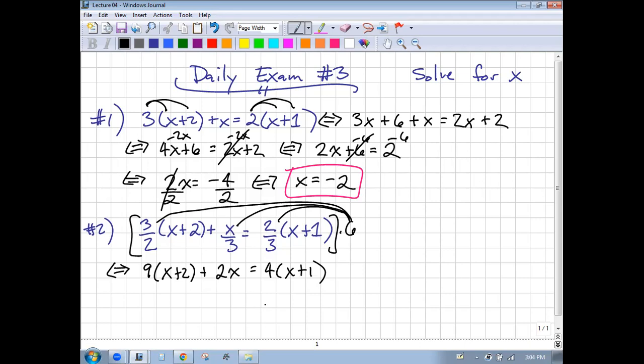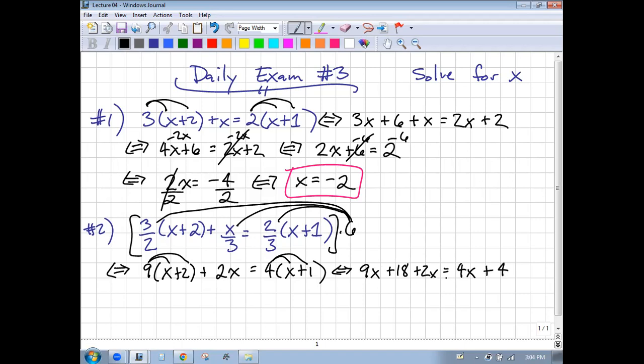Now that we got rid of the fractions, let's get rid of these parentheses. Distribute this 9. 9 times x is 9x, and 9 times 2 is 18. And I still got a 2x hanging out here. Now I'll distribute this 4. A 4 times an x is 4x. A 4 times a 1 is 4.